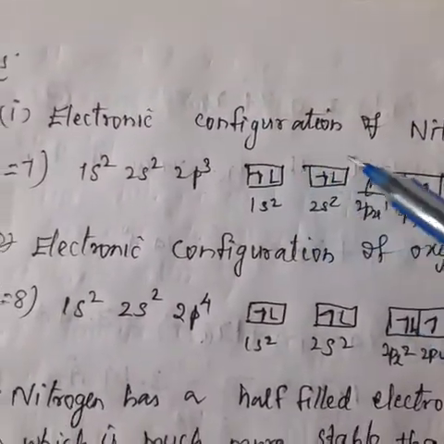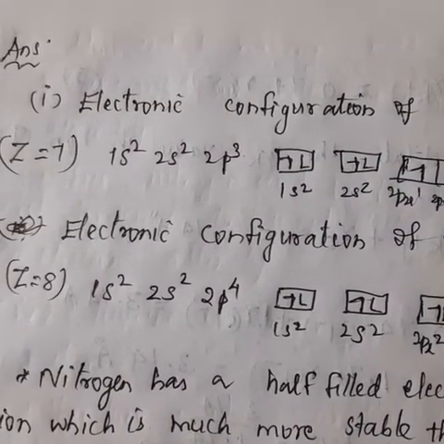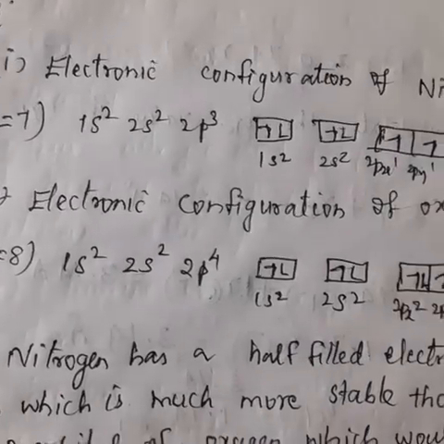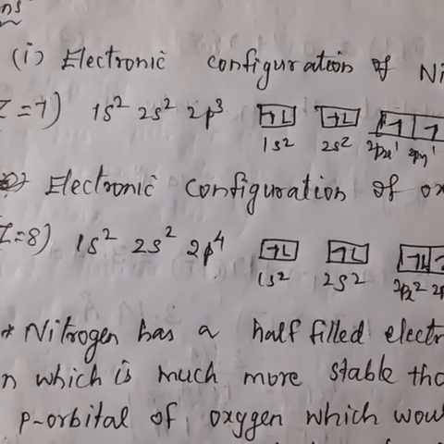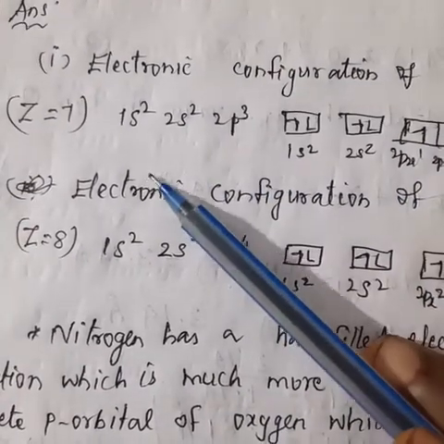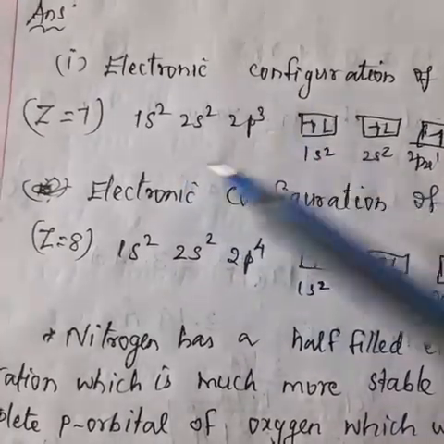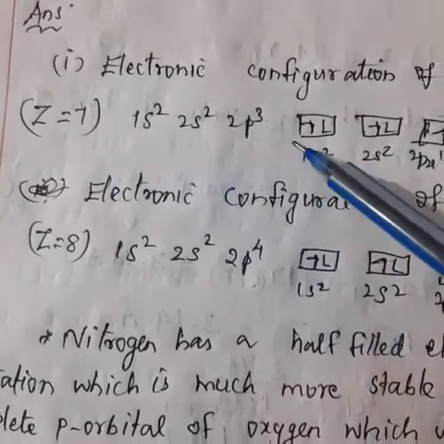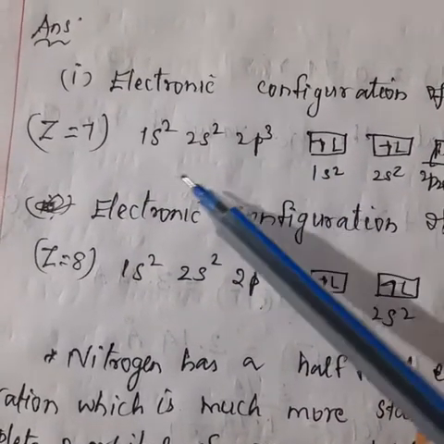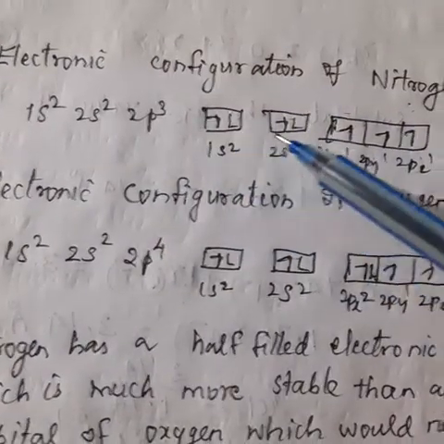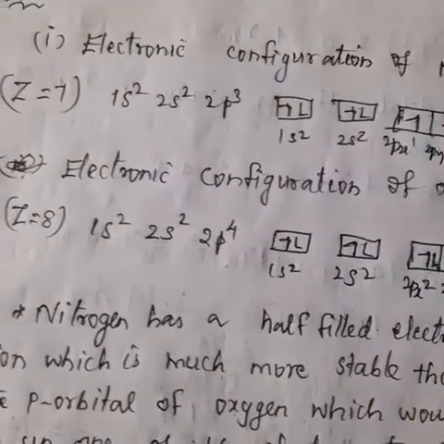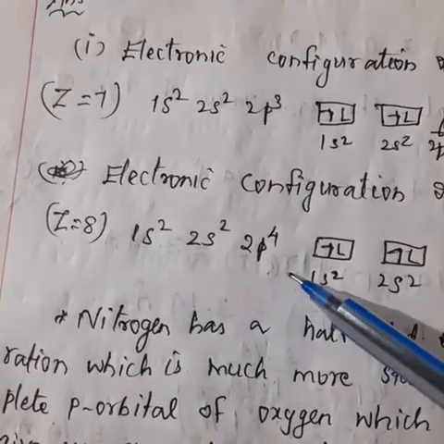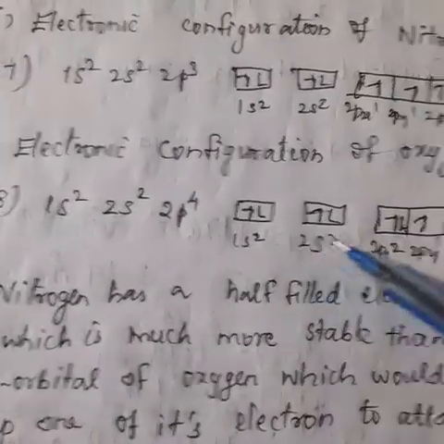We have to compare nitrogen and oxygen. What is the ionization potential? Electronic configuration of nitrogen: atomic number 7, electronic configuration 1s2 2s2 2p3. This is the orbital diagram. Like that, electronic configuration of oxygen: atomic number 8, electronic configuration 1s2 2s2 2p4. This is the orbital diagram.